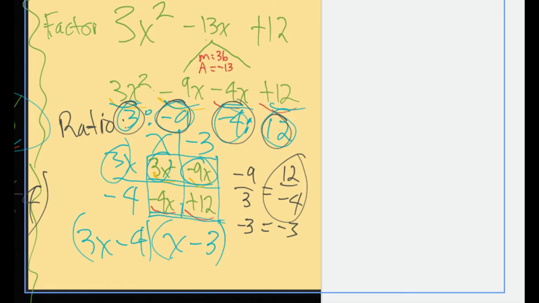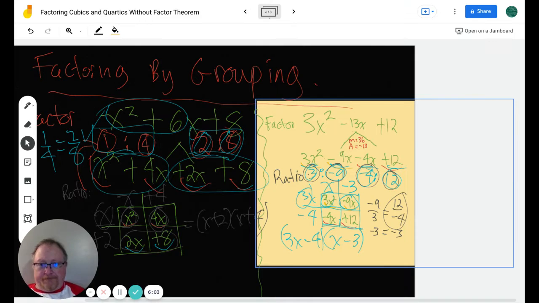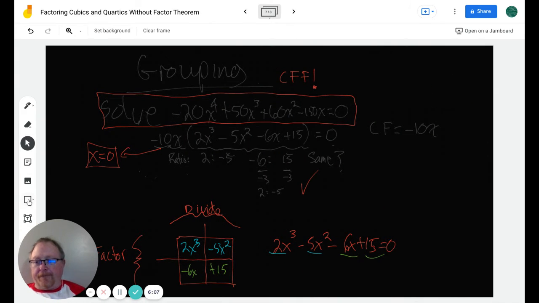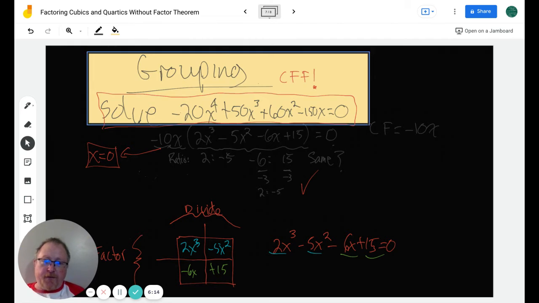We're going to do another example here. Remember, we're always going to common factor first. We're always going to common factor first. So this time we're going to factor CFF. That's what CFF means, common factor first. Negative 20x to the fourth plus 50x cubed plus 60x squared minus 150x equals 0.